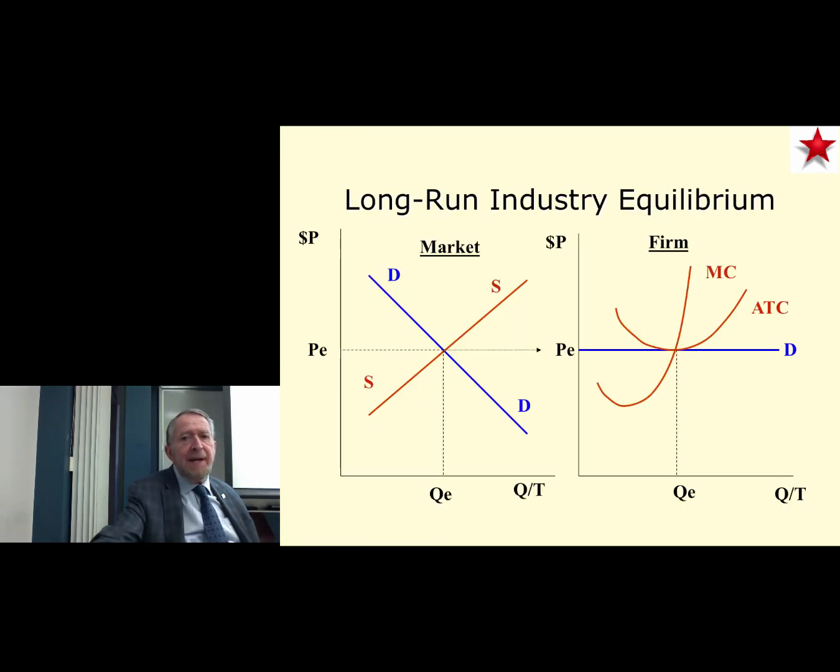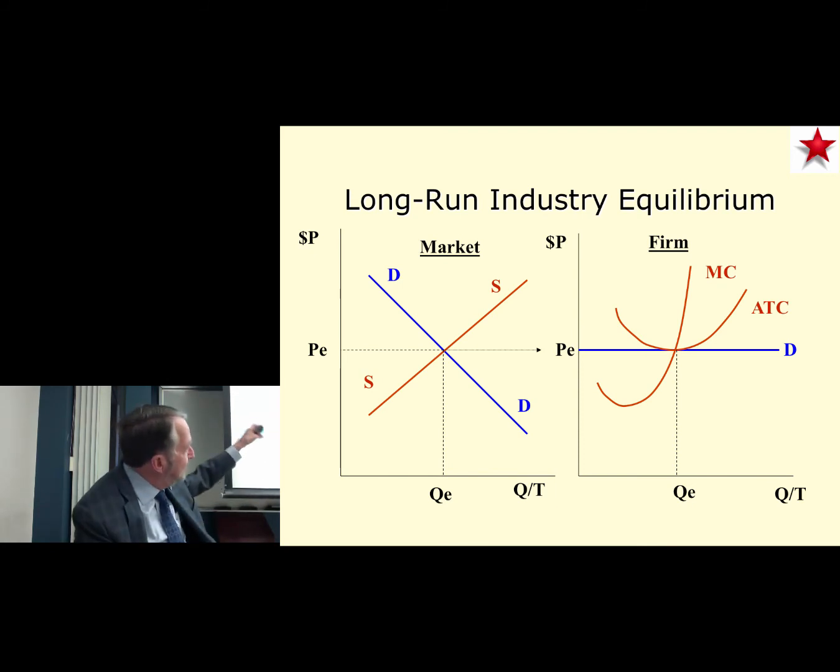Good. So long-run industry equilibrium. Equilibrium means that you've settled down. There's no tendency for change. And it's described by these two graphs together. On the left side, the market is in equilibrium, because the rate of production matches the rate of consumption, so the market is at an equilibrium price, and the firm is producing where price equals average cost.